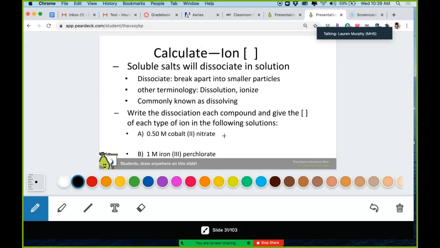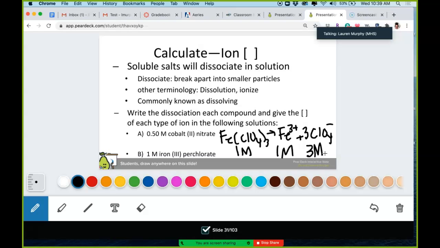All right, so iron 3 perchlorate is Fe(ClO4)3, and it breaks apart into iron 3 plus ions in solution and 3 perchlorate ions. So if this is 1 molar, this is a 1-to-1 ratio, so this is also 1 molar. And this is a 1-to-3 ratio, so this would be 3 molar perchlorate ions. That's because for every time it dissolves in solution, there's an iron ion and 3 of these that float around in there. That makes it more concentrated because there's more of them.